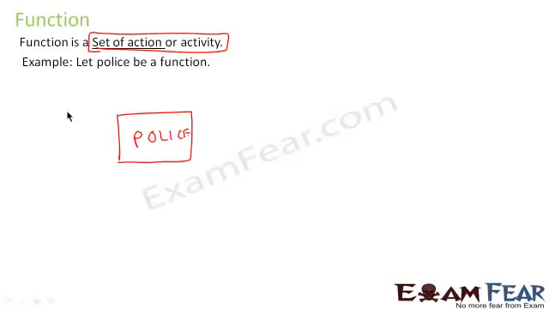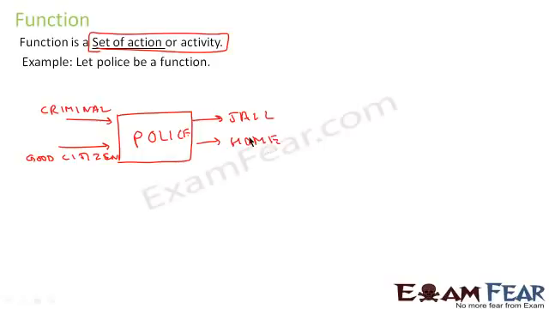To this police, when I pass criminal as an input, what does it do? It sends the criminal to jail. The same police, if I pass good citizen as input, what does it do? It sends that person home. So you see, the same police is behaving differently depending on the person it is dealing with.